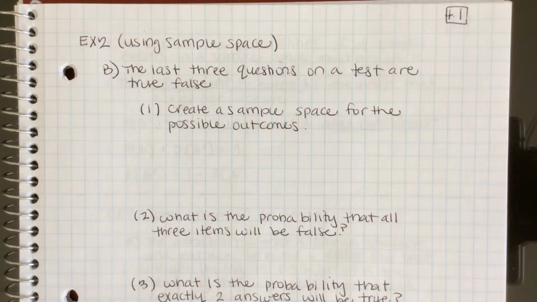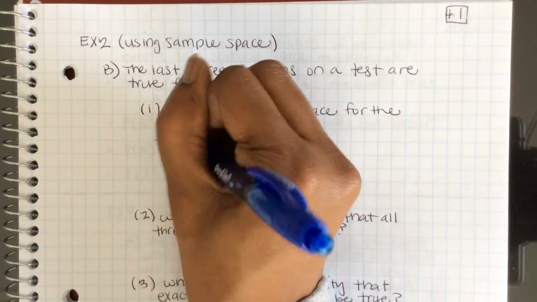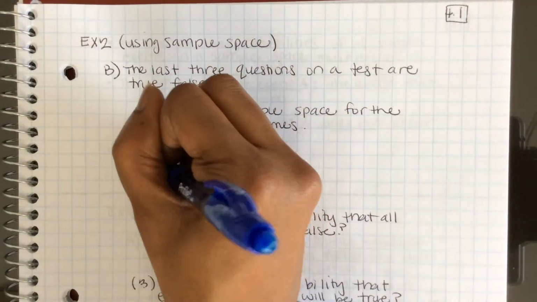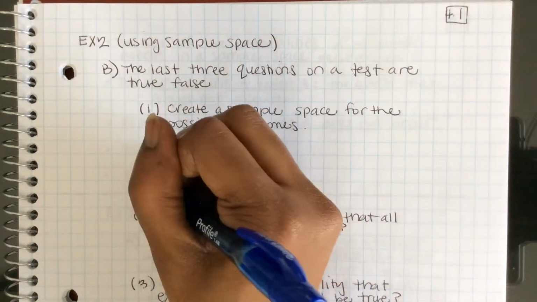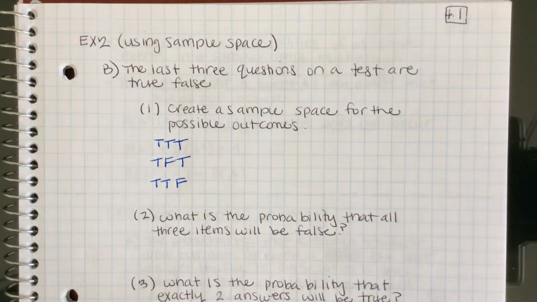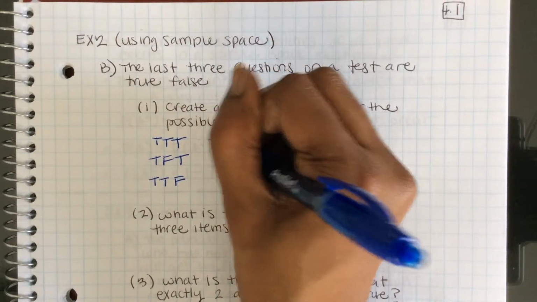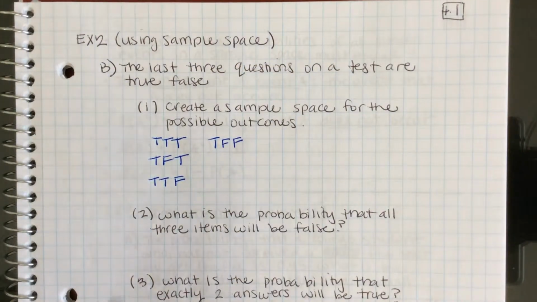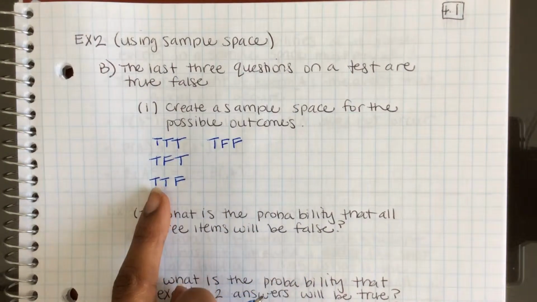Okay, so let's see, there's 3 questions. They could be true, true, true. They could be true, false, true, or they could be true, true, false. I think those are all, or it could be true, false, false. So I think those are all the options when my first one is true.